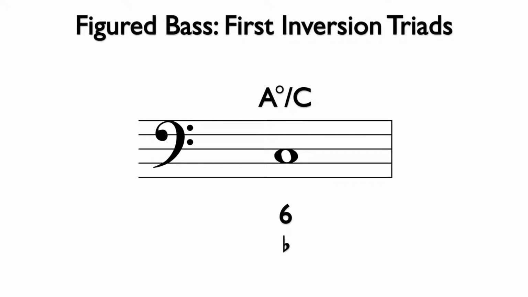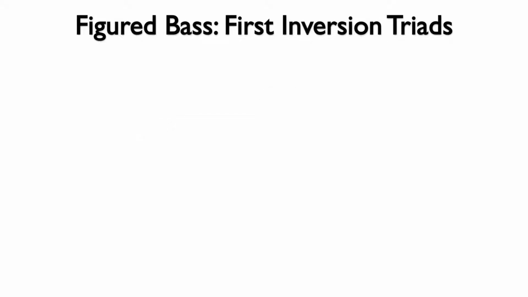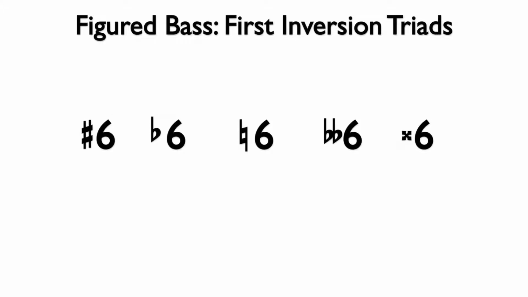Any accidental can be used below the 6 to indicate that alteration from what it is in the key signature. The 6 above the bass can be altered as well. Common figures for altering the 6 are any accidental preceding the 6. Also, a common figure for raising the note a 6 above the lowest note is a slash through the 6.